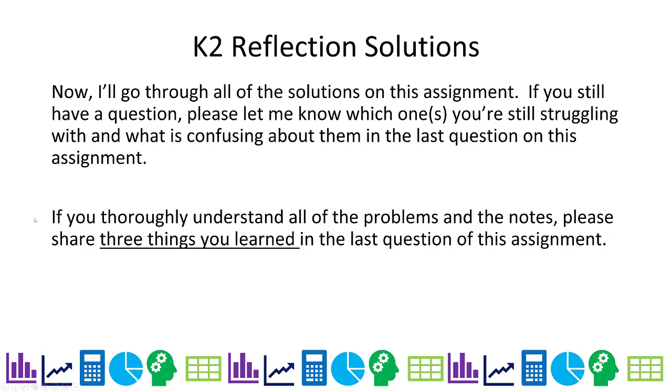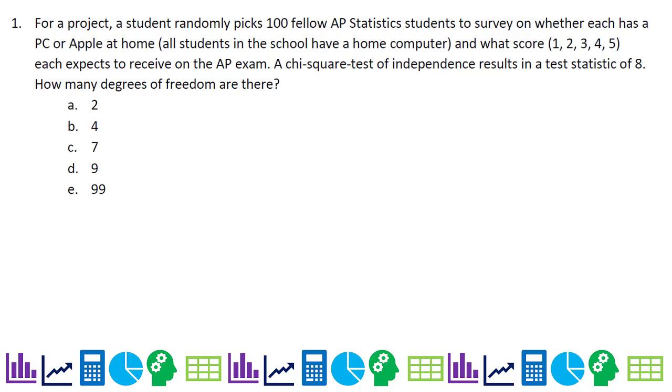So we'll go through some problems for chi-squared tests for independence and for homogeneity, and we'll also do some practice of some older topics. For a project, a student randomly picks 100 fellow AP statistics students to survey on whether each has a PC or Apple at home. All of the students in the school have a home computer, and what score, 1, 2, 3, 4, 5, each expects to receive on the AP exam. A chi-squared test of independence results in a test statistic of 8. How many degrees of freedom are there?